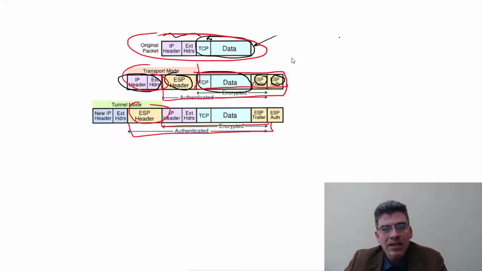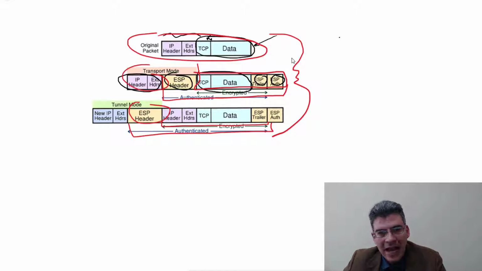IPv6 has come essentially to make all of this simpler, and it has incorporated IP security as part of its implementation. So it's no longer something that's added to IP, but it's something that is inherently part of the protocol itself.